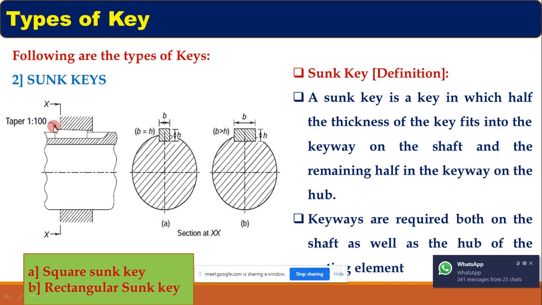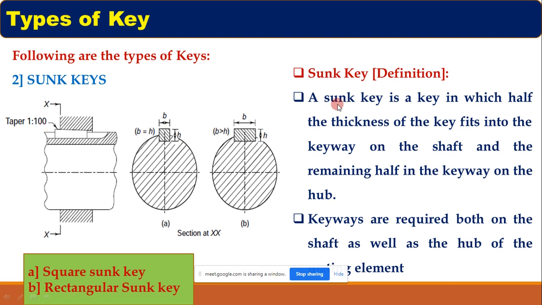But there are further two subtypes, that is called the parallel sunk key and tapered sunk key. In the parallel sunk key, the bottom surface and top surface of the key are parallel. All the faces of the key are parallel. It is a parallel sunk key. There is no taper on the key. And the second one is the tapered sunk key, where the taper is provided of the magnitude 1:100. So this is an important point from the MCQ point of view.